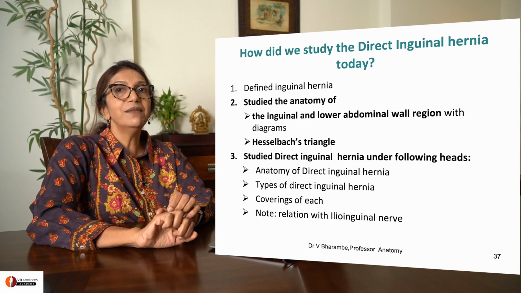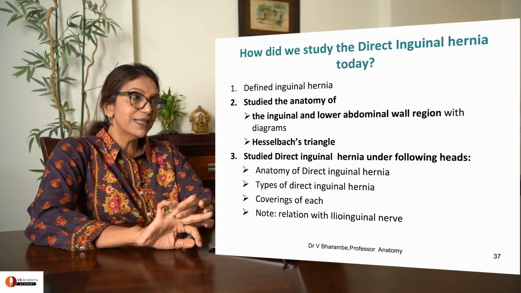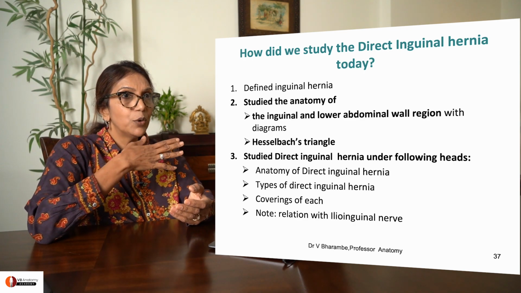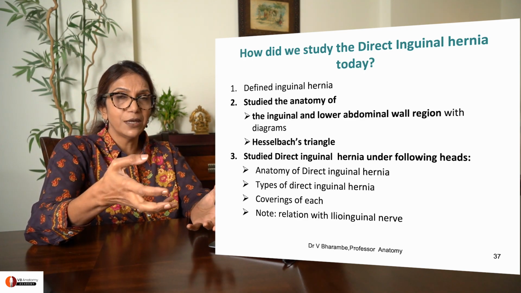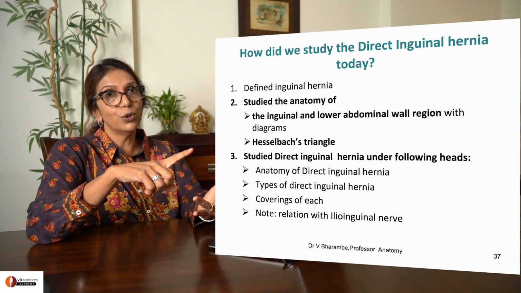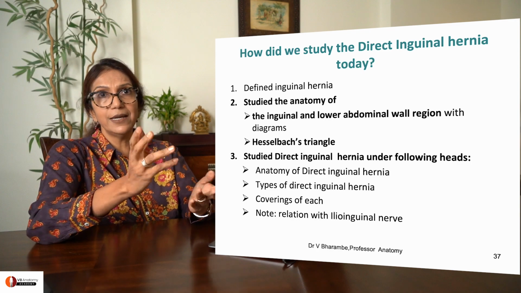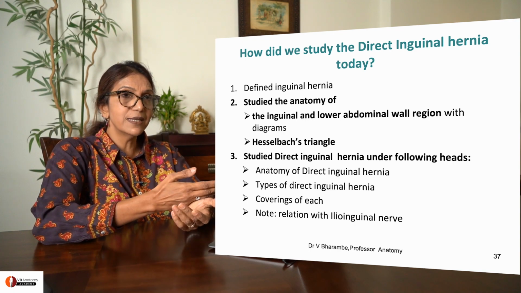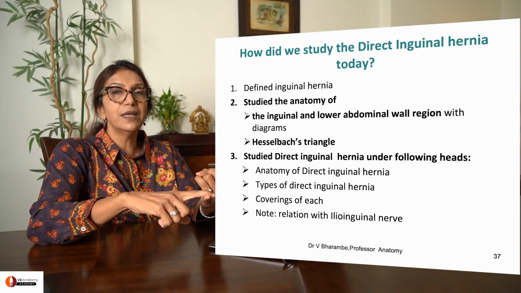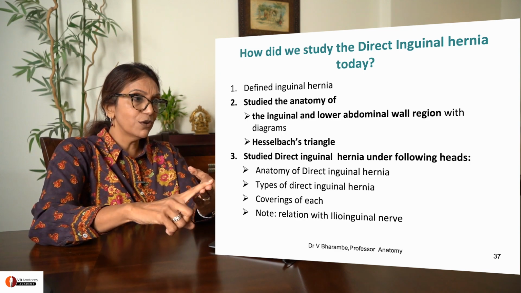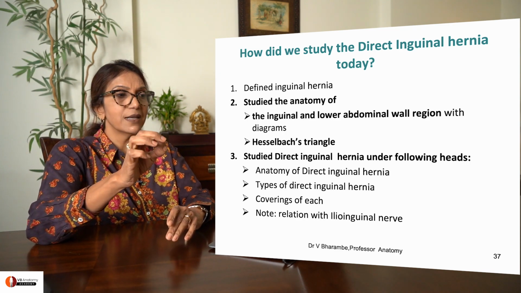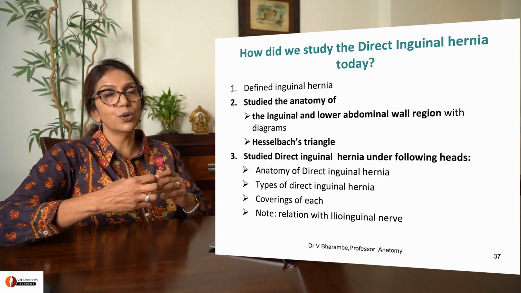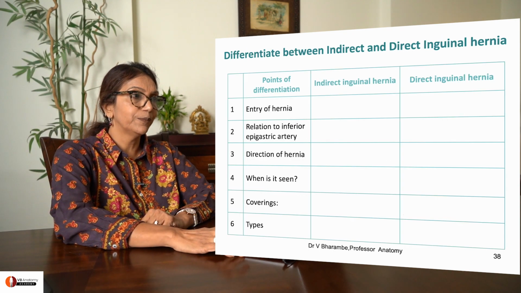Right. So how did we study direct inguinal hernia? We first defined inguinal hernia. Then we studied the lower abdominal wall and inguinal region by drawing diagrams. We also studied Hesselbach's triangle and its two parts. We studied direct inguinal hernia under the following heads: the anatomy of direct inguinal hernia, types of direct, coverings of direct, and we've also in short discussed the ilioinguinal nerve and its role as a cause for direct inguinal hernia.